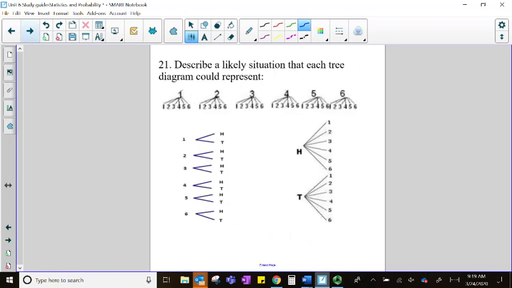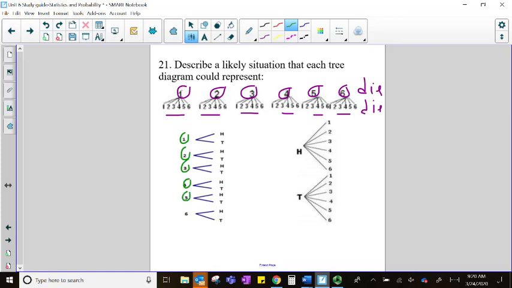Describe a likely situation that each tree diagram could represent. You can have different answers here. I'm going to use the same things we've been using, spinners and dice and coins. If there are 6 outcomes, 1, 2, 3, 4, 5, 6 in this first event, then I could say that this was a die. And then there were 6 in the next event, so I could say there were 2 dice being thrown here. On letter B, the first event had 6 outcomes, so find something with 6 outcomes. The easiest would be the die. And then in the second one, heads or tails, there was only 2 outcomes. So I'm going to say a coin. It didn't have to stand for heads or tails, but normally it does.